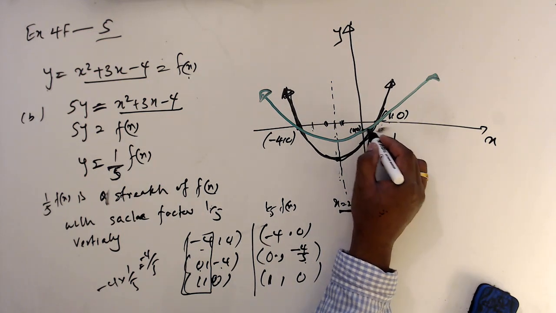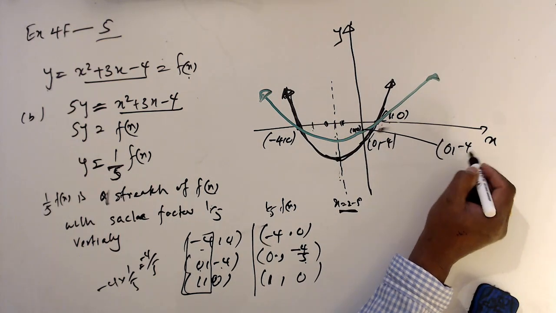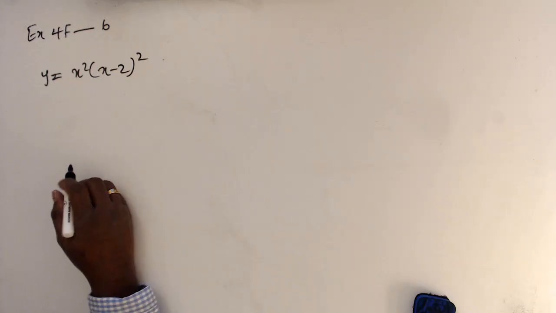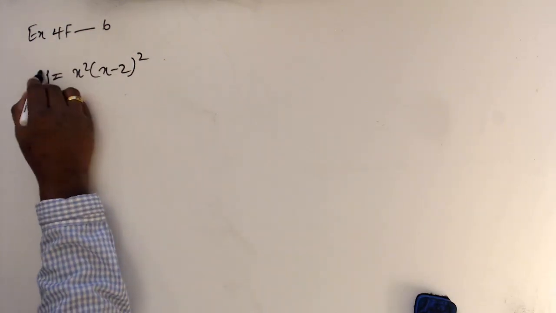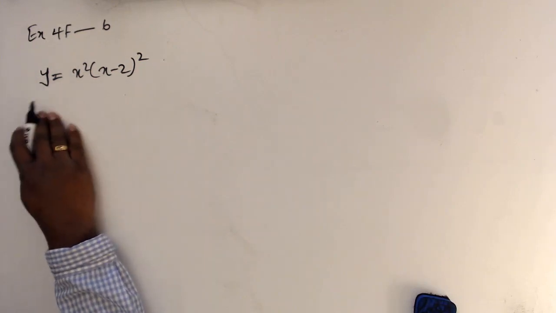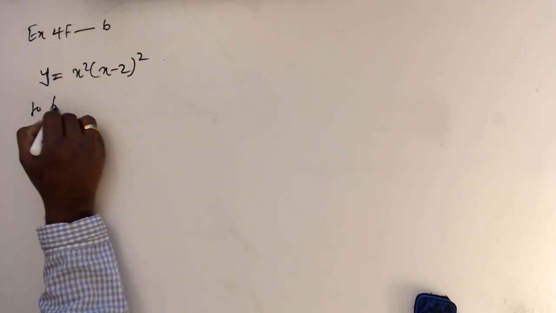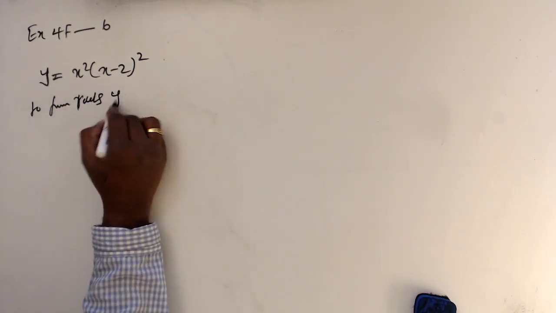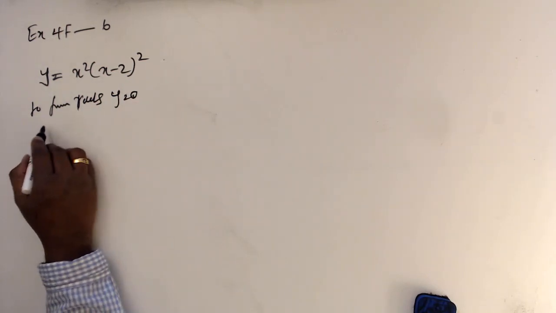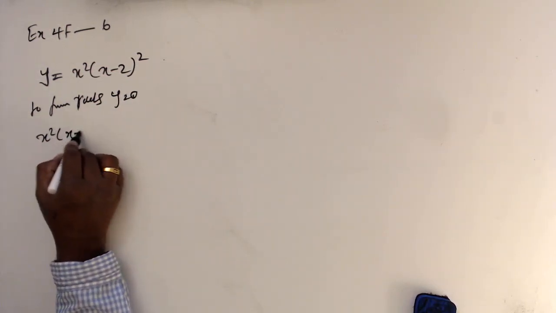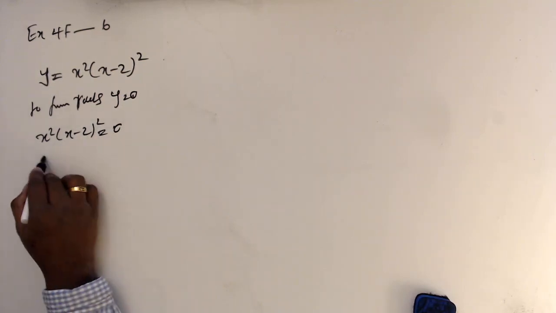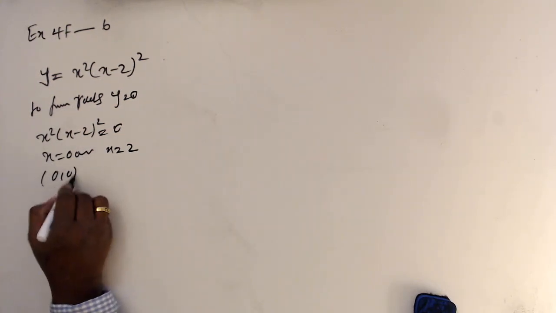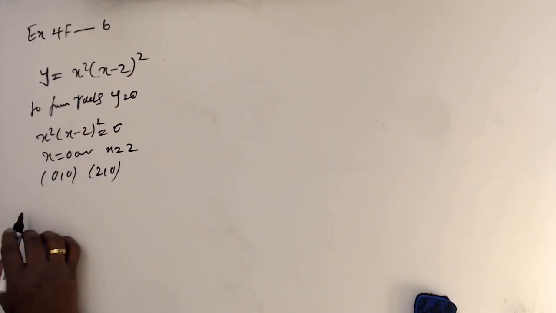And this point is now 0, minus 4 over 5. Question number 6. y equals this one. Now we have to draw this to find the roots. y equals 0, so x squared times (x minus 2) squared equals 0. x equals 0 or x equals 0, so (0, 0) or (2, 0) are the roots.